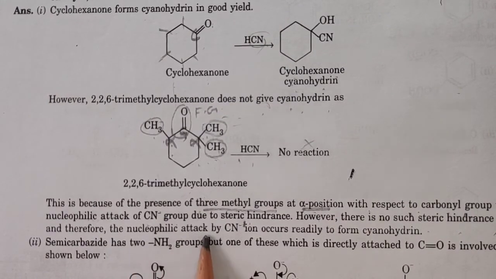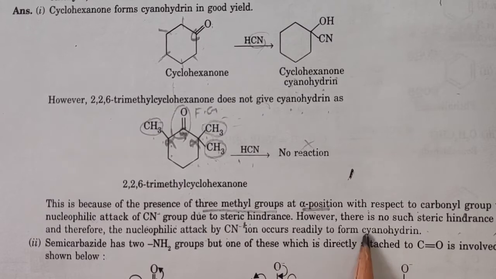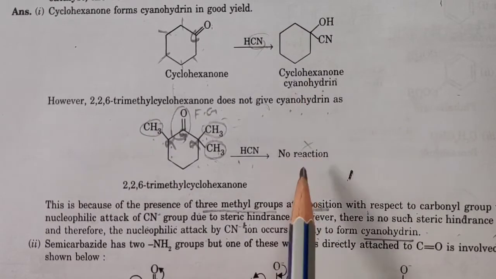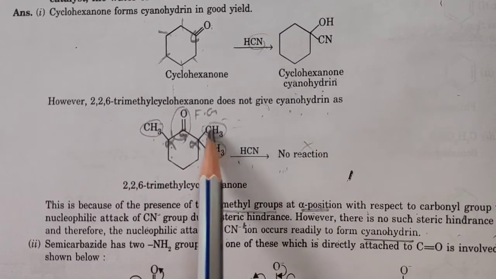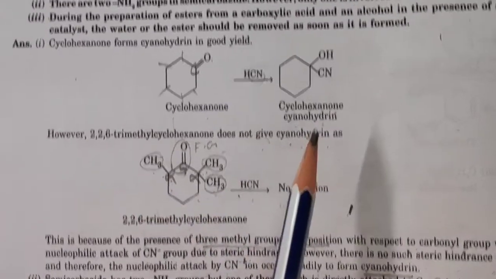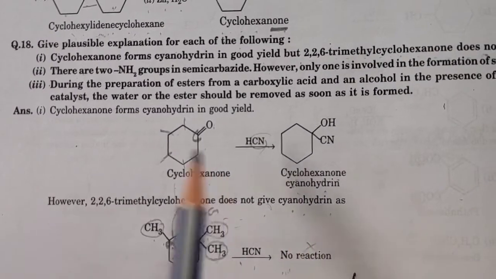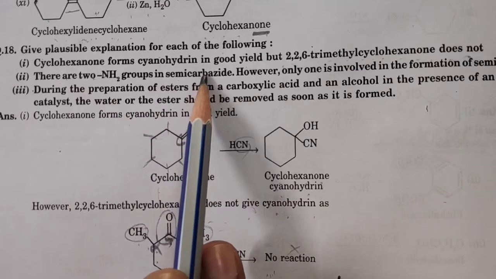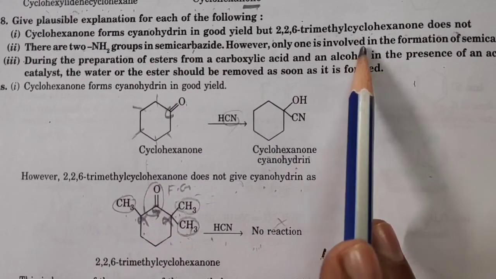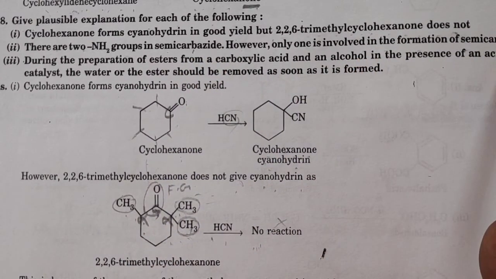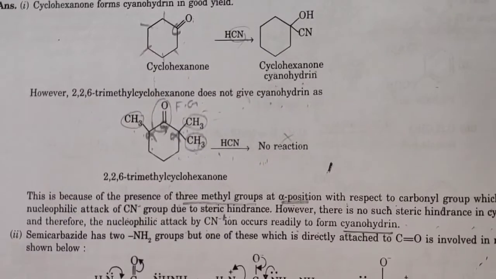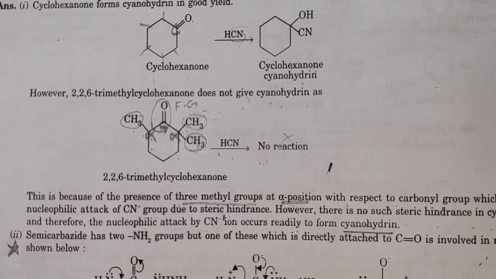So therefore nucleophilic addition by CN occurs readily to form cyanohydrin in this case, while it is not possible in this one because of this CH3 group. Okay. Then the second question, what is the word here? There are two NH2 groups in semicarbazide. However, only one is involved in the formation of semicarbazone. So this is the important give-reason question I am talking about.